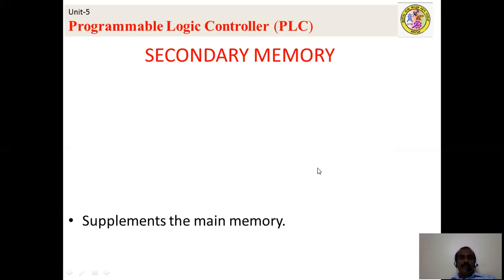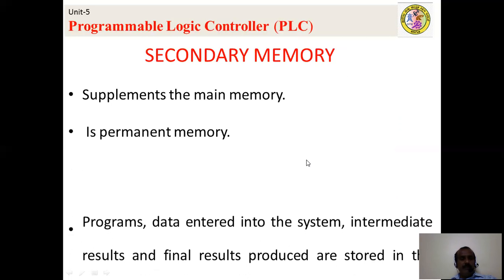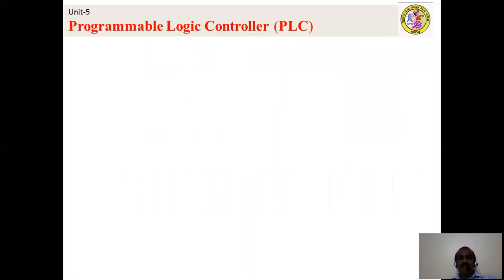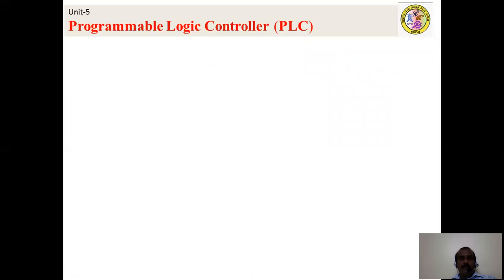Coming to the secondary memory, it is going to help the main memory. It is a permanent memory. Programs or data entered into the system, intermediate results, and the final results produced are stored in the secondary memory.